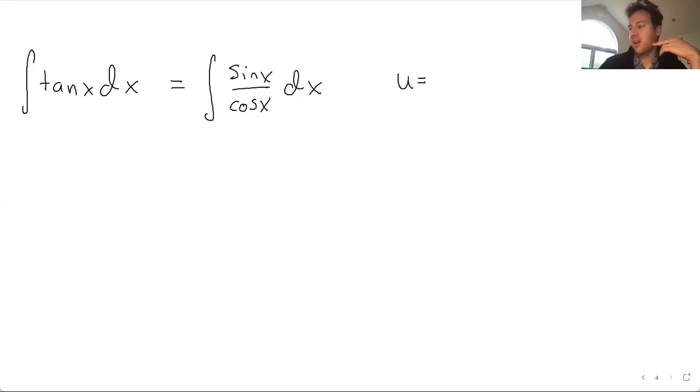And feel free to unmute and chime in if you know what it should be. Cosine. Why? Yes, I should say that first. Yes, but why? Why is that the better choice for you? Is that because the derivative of sine is cosine?